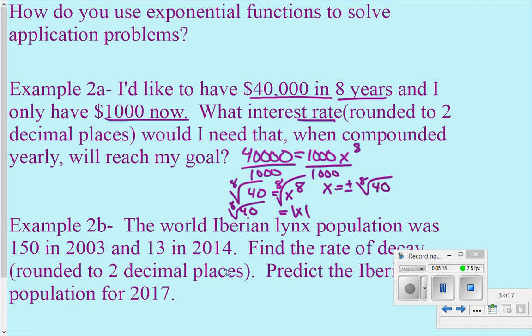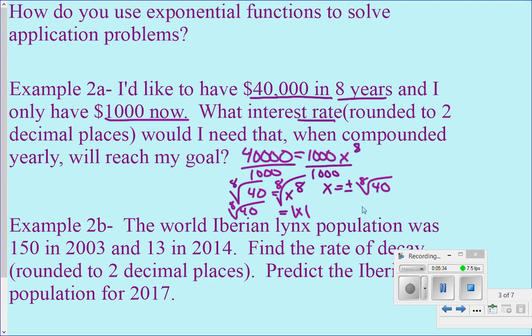However, with this problem, we're solving for a multiplier, and multipliers can't be negative. So I'm just going to disregard the negative, but keep in mind, if this had not been a word problem where we were solving for a multiplier, and I was just solving x to the eighth equals 40, I would need the absolute value in the plus minus.